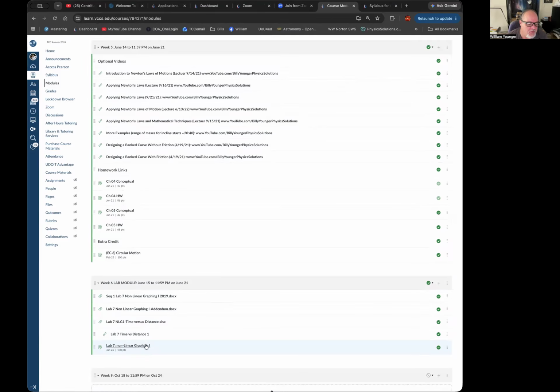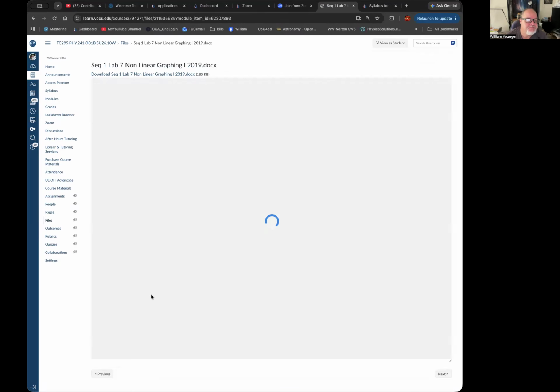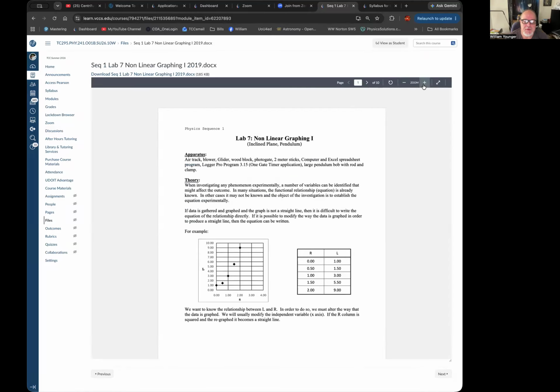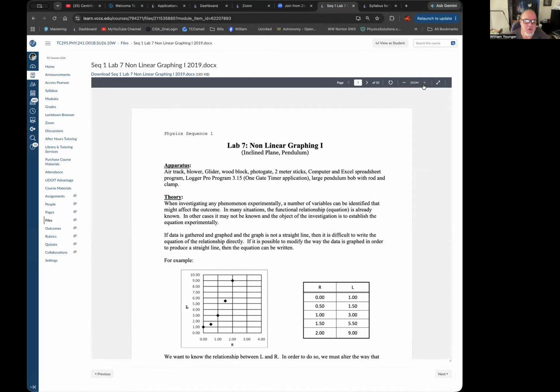But let's just start off by going through these documents. You do see this is a video link that shows you part of the lab that we're doing, so you'll definitely need that. This is the time versus distance graph that we're using as well. So let me open up the sequence 1, lab 7 nonlinear graphing document. Might take a couple seconds, but that's what I want to show you. I want to make that as big as possible since I'm talking to you guys.